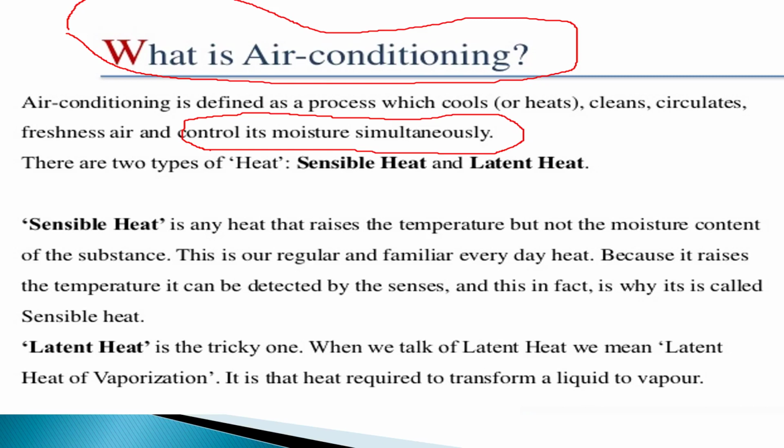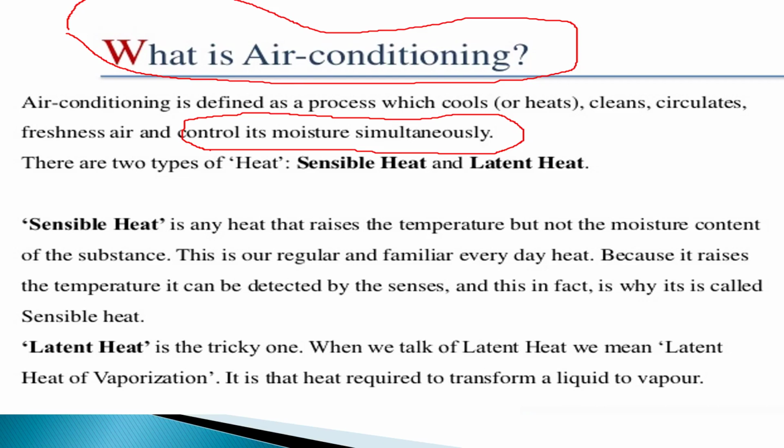That is, air conditioning is a process which cools, cleans, circulates fresh air and also maintains the moisture simultaneously. Maintaining the moisture is to maintain a comfortable humidity for human beings to live. So here there are two types of heat, as we know. One is sensible heat, the other one is latent heat.